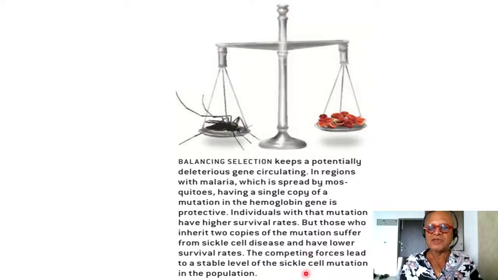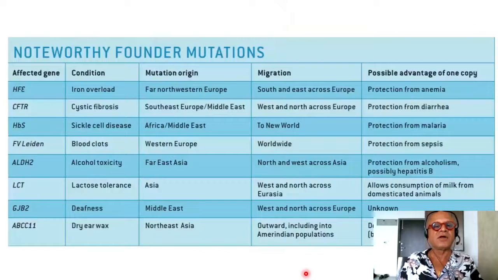The competing forces lead to a stable level of sickle cell mutation in the population. So those who are carrying 2 copies end up dying, and that gene is not passed on. So you reach some kind of a balance over time to maintain what is a non-deleterious mutation. This is the biggest advantage of sexual reproduction.